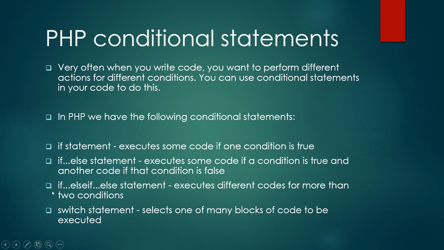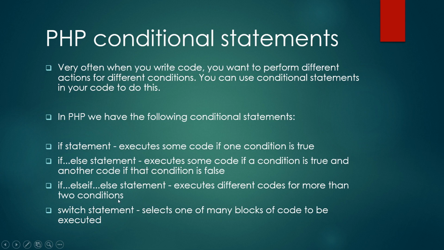Then we have the if else ladder as well. This is known as the if else ladder, meaning we have an if, then multiple else if statements, and at last we have one else statement. Sometimes we have 10 to 15 conditions that we need to check, right? And for these different conditions we require different code to be executed. So for that we can go for else if statements. It executes different codes for more than two conditions.